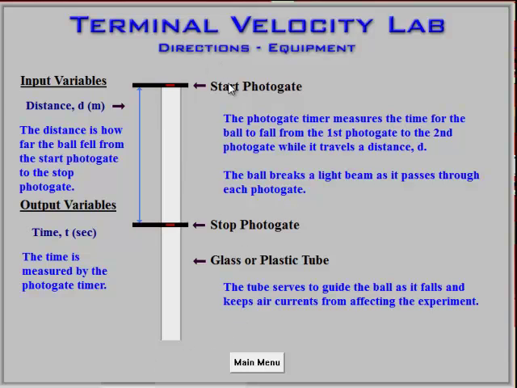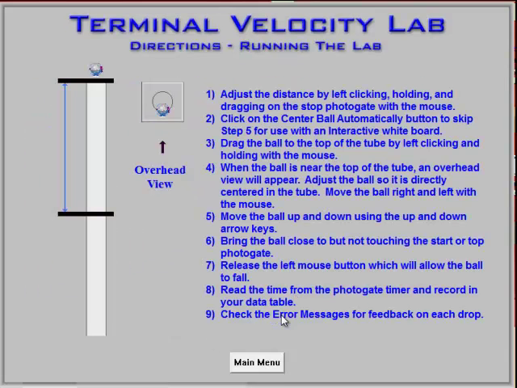You can see there's a start photo gate, which stays at the top. There's a stop photo gate, which gets moved up and down to change the distance that the ball falls from the top to the bottom photo gate. There's also a step-by-step explanation of exactly how to run the lab. So students, if they forget the directions that you give them, can always check the step-by-step directions, saving you answering questions.